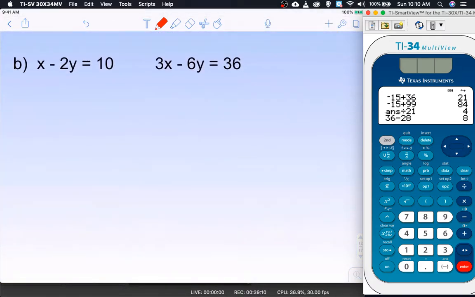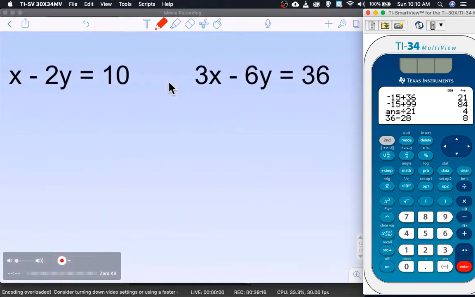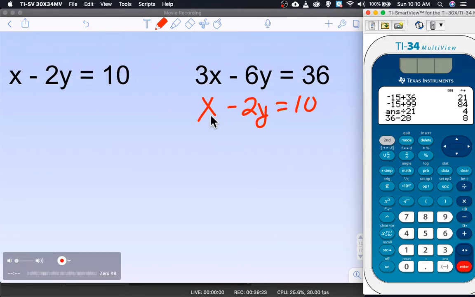Letter B. Now, looking at these two equations, they're side by side. We could write them up and down. X minus 2y equals 10. So I just rewrote it under there.